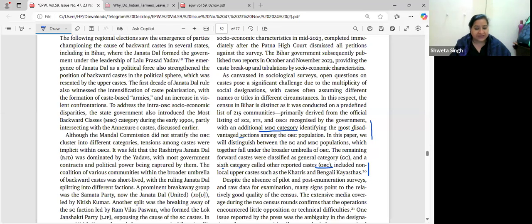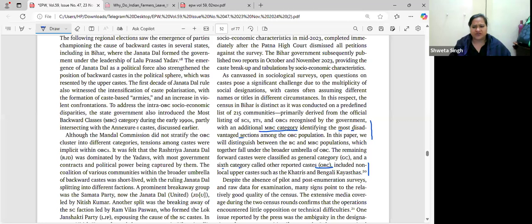Why will I hyphenate this? Because later if this word is discussed, I'm able to remember what is MPC, what is ORC. I'm not lost, because it's not a commonly used word like in general news and general reports. So it is non-local upper caste such as Khatris and Bengali caste.